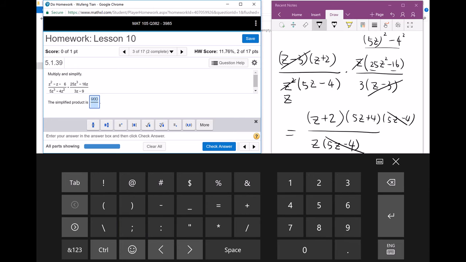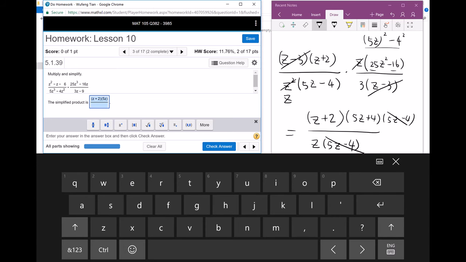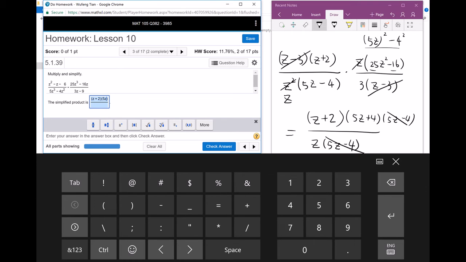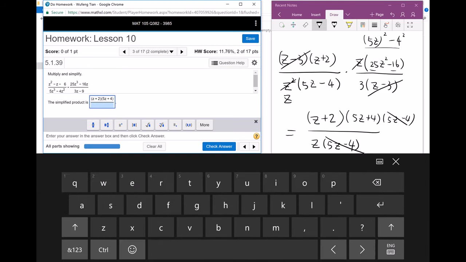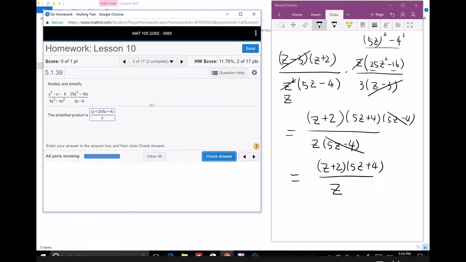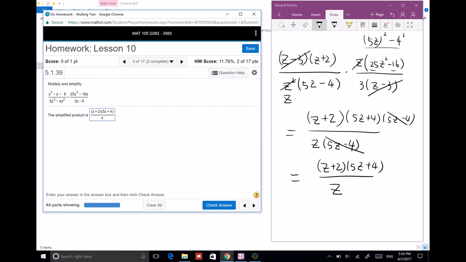z plus 2, 5z plus 4. The bottom is just z. Wait, did I do anything wrong? Oh, I missed a 3 here. There's a 3, so it's 3z.